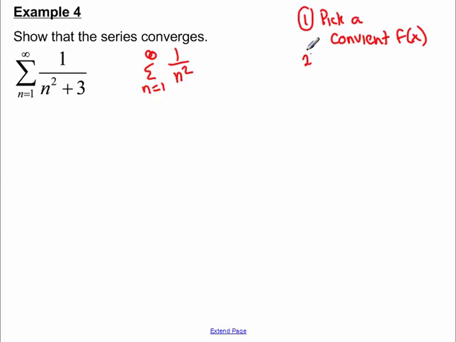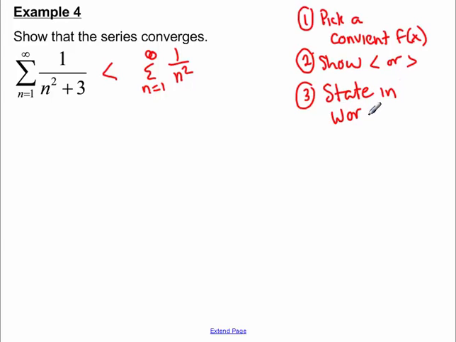Okay, now you need to show the greater than or less than. Since I have a fraction and I'm adding something to this, that's making this number bigger on the bottom, which is an overall smaller fraction. Then we need to state in words. And then 3, state in words. Okay, so this is where this gets a lot of fun.